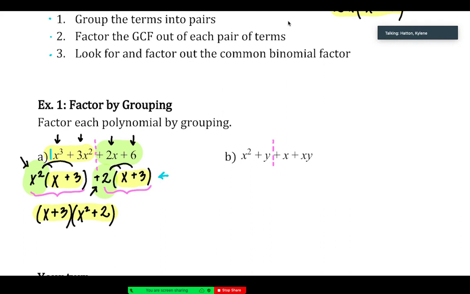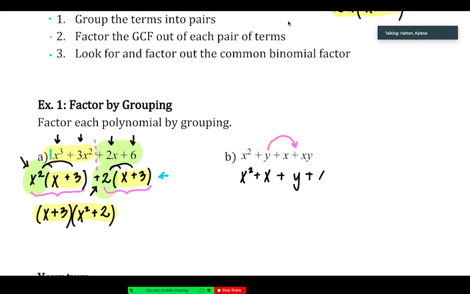But we kind of want to rearrange this to at least put the terms together so that they have some things in common once we do group them into pairs. So it might be smart to move this y over with the xy. So what I'm going to do is rearrange it and rewrite it as x squared, plus x, and then plus y, and then plus xy.